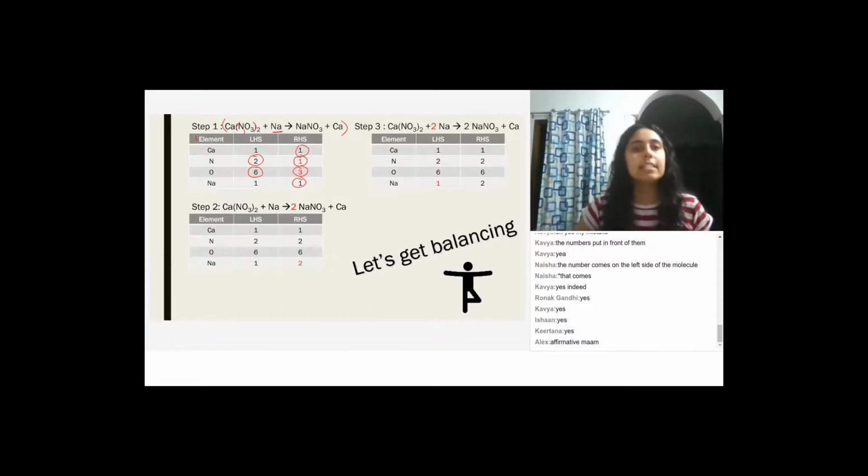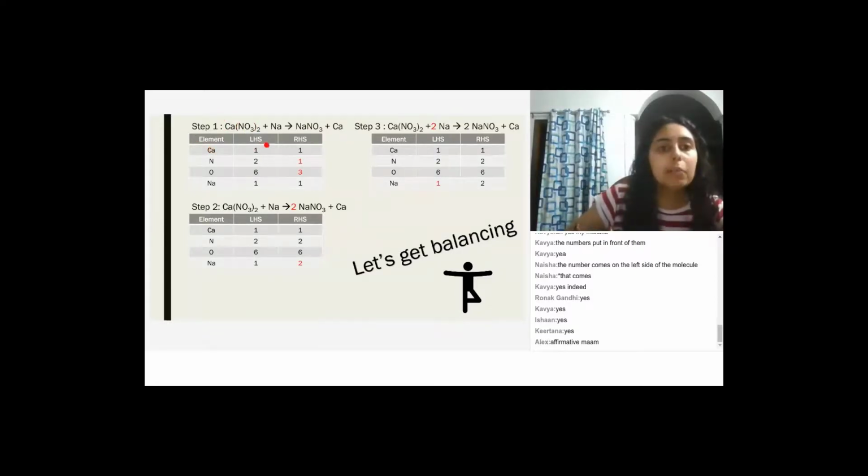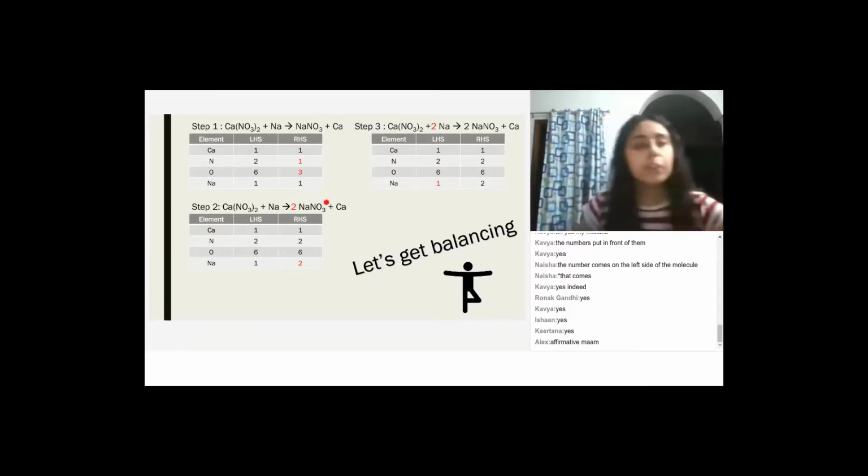Now, if we notice the numbers that are written in red, like calcium 1 and 1, it's balanced on both sides, I don't have to worry. Sodium 1 and 1, balanced on both sides, I don't have to worry. But nitrogen is 2 on the left hand side, but on the right hand side it's just 1. Oxygen is 6 on the left hand side, and then on the right hand side it is 3. What I'm going to do is first I'll start off with nitrogen.